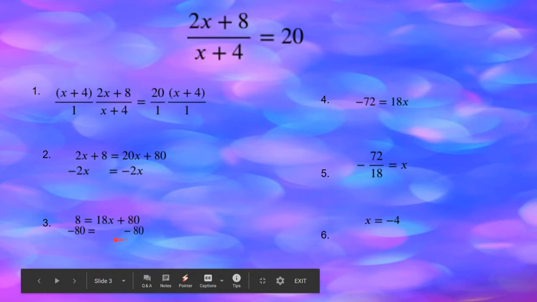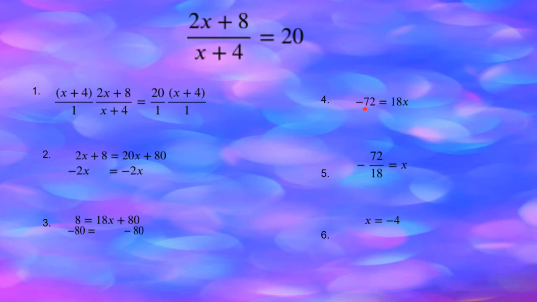And then you should get 18x plus 0, which is just 18x, and you subtract it from this side, 8 minus 80, which is negative 72. So you're left with negative 72 equals 18x.